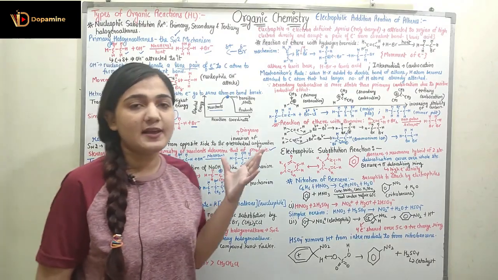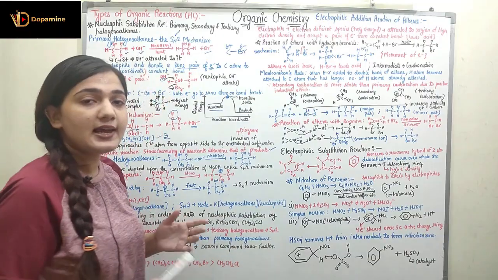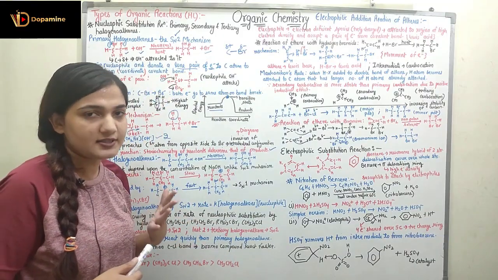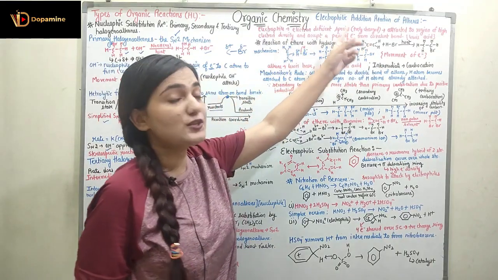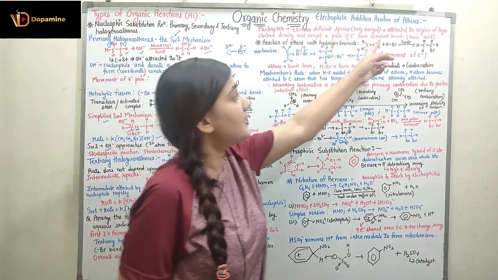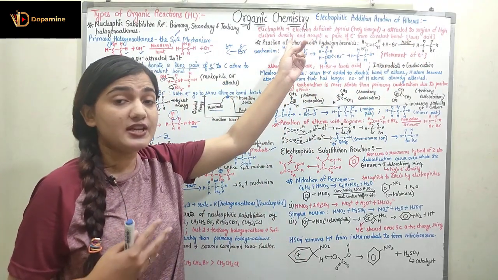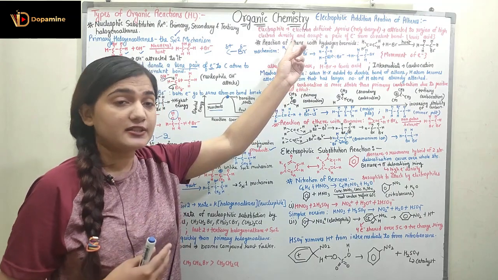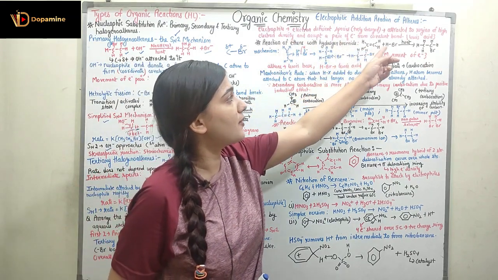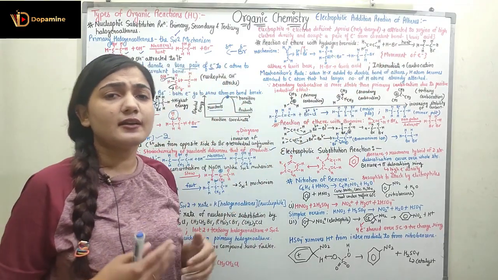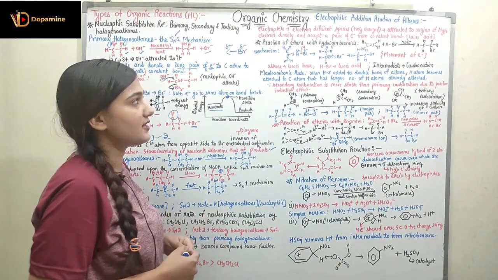Now coming to the next type of reaction, which is the electrophilic addition reaction of alkenes. Alkenes, as we all know, contain a double bond. Electrophilic means an electron-deficient species, which is positively charged. It is attracted to the region of high electron density and accepts a pair of electrons from the covalent bond. So it is regarded as a Lewis acid, if you remember the definition of a Lewis acid.